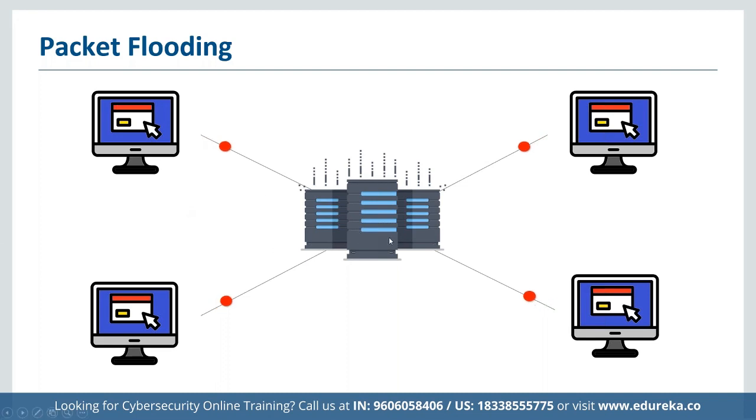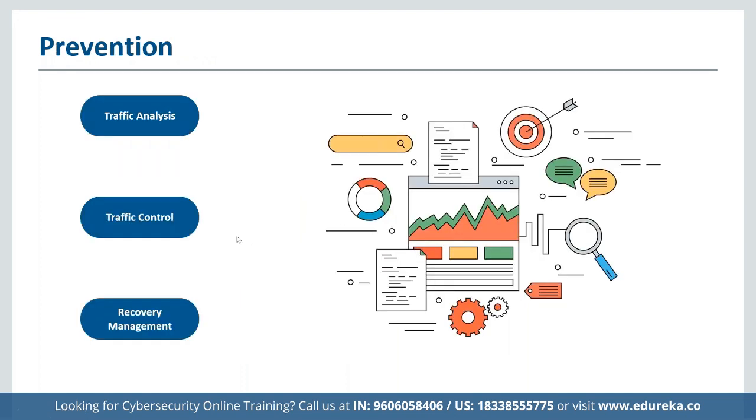If you see this place, it will show that from 4 systems your server is getting hit and your packet is getting flooded. Once that happens, it is very difficult for the particular system to identify how or from where these packets are coming, what should I respond. When there is a confusion happening on the server side, then your server will not respond and your service will be unavailable. It can be either a website or a server. So the preventions are traffic analysis, traffic control, recovery management. And when I say traffic analysis and traffic control, IPS and IDS are the biggest things in this space.